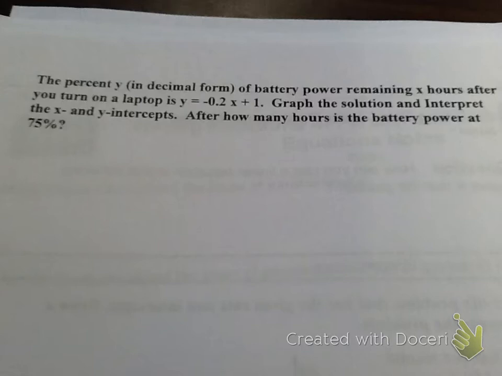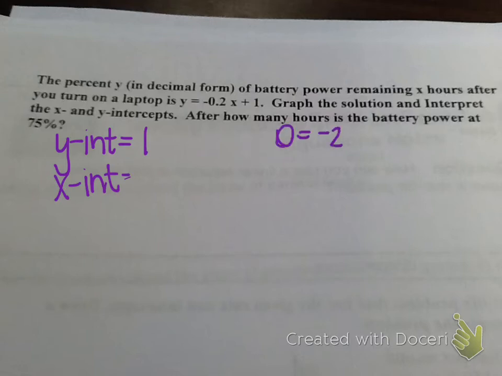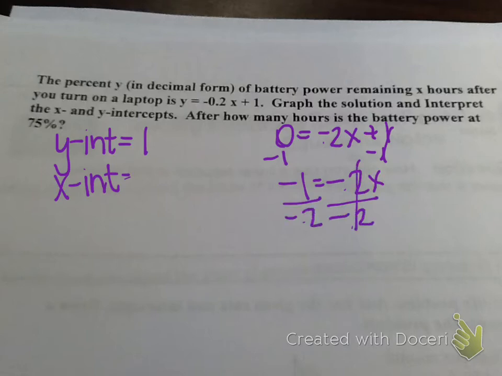So, we know that the y-intercept is 1 whole. The x-intercept we're going to have to find. And again, to find the x-intercept, we fill in 0 for y. So 0 equals negative 0.2x plus 1. Subtract 1: negative 1 equals negative 0.2x. Divide by negative 0.2, x is 5.